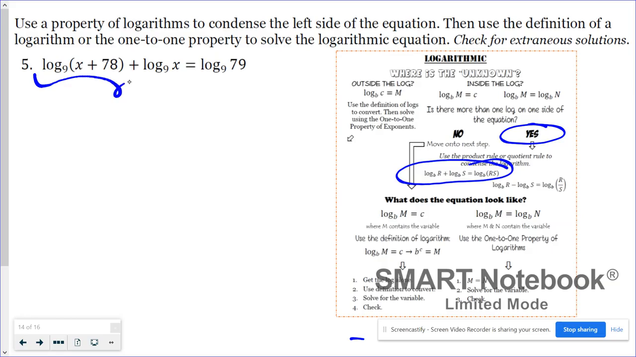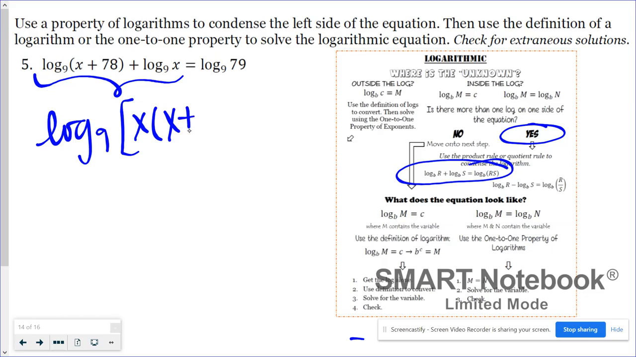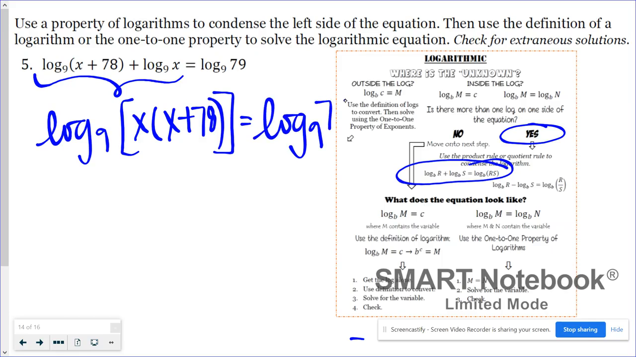So on the left side here, this will become simply log base 9, and then I'm going to actually multiply those two things together. So x and x plus 78. And you can do that in this step, or you can do it in the next step. Eventually, you'll have to distribute though. Okay.